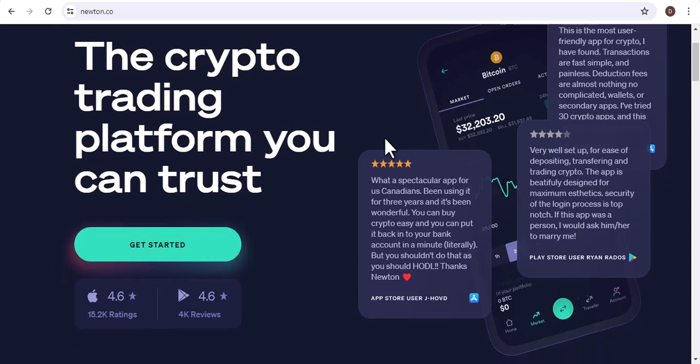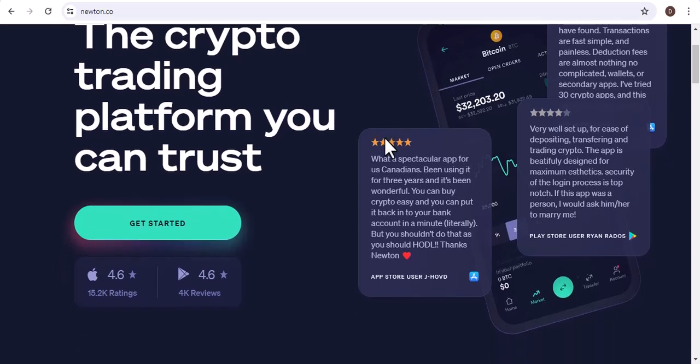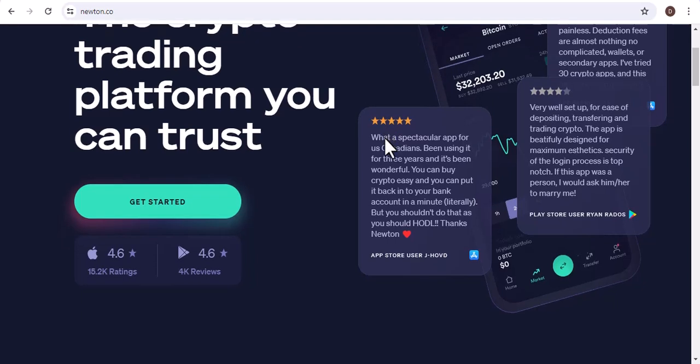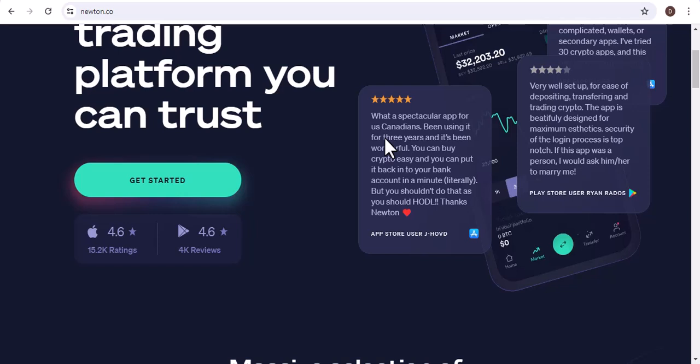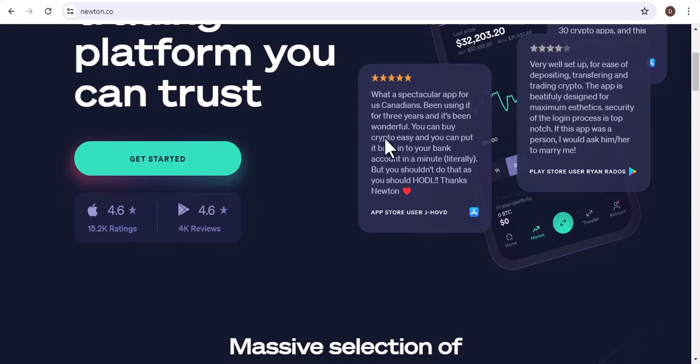Before we get started, I want to take a moment to talk about the importance of safety and security when it comes to cryptocurrency. Cryptocurrency is a relatively new asset class, and there are still some risks involved. It's important to do your research and understand the risks before you start investing. Now that we've got that out of the way, let's get started.